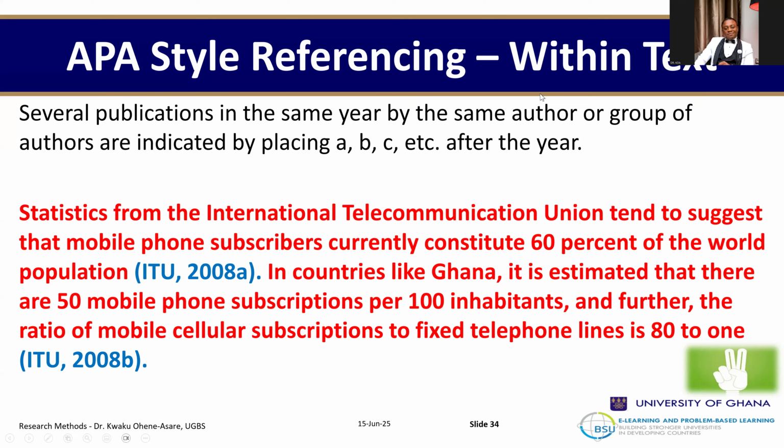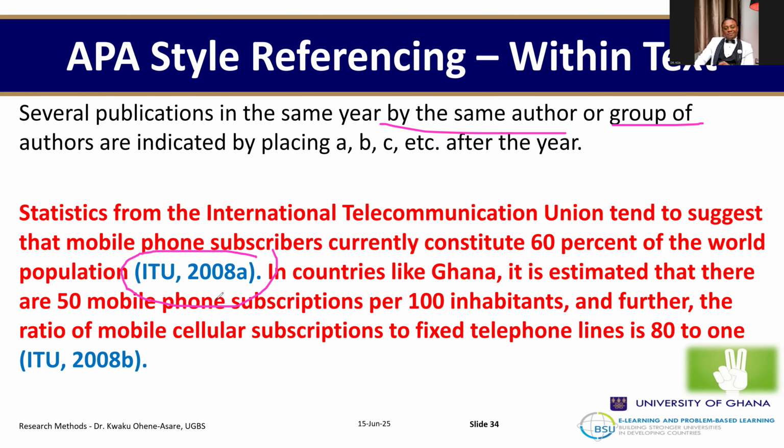This is called in-text, several publications in the same year by the same author. Sometimes it's by the same author, sometimes it's by the same group of authors. In that case, this is how you do it. Statistics from the International Telecommunication Union tend to suggest that mobile phone subscribers currently constitute 60% of the world population. This is the ITU, International Telecommunication Union. So you give this in-text citation with the year.